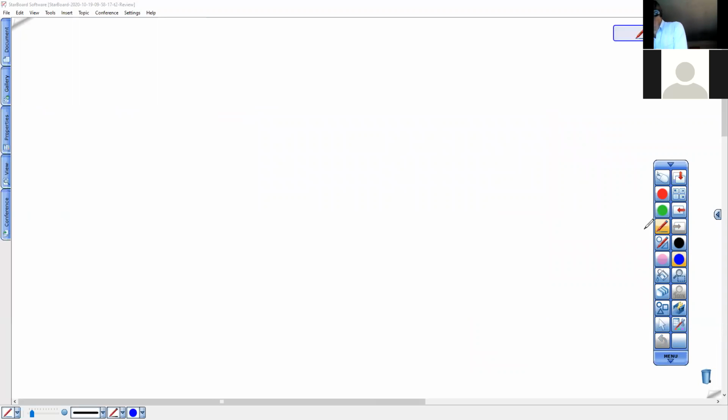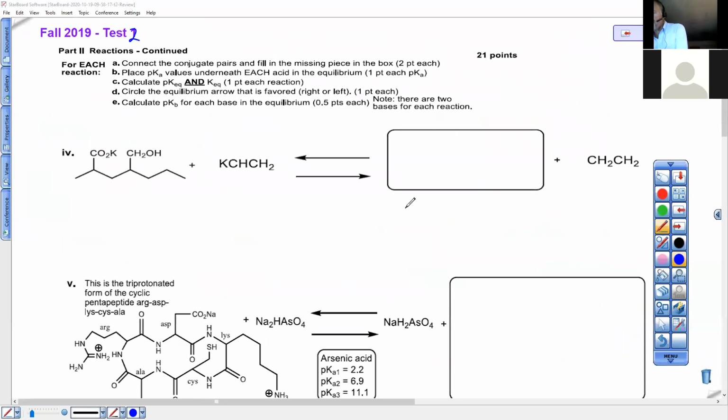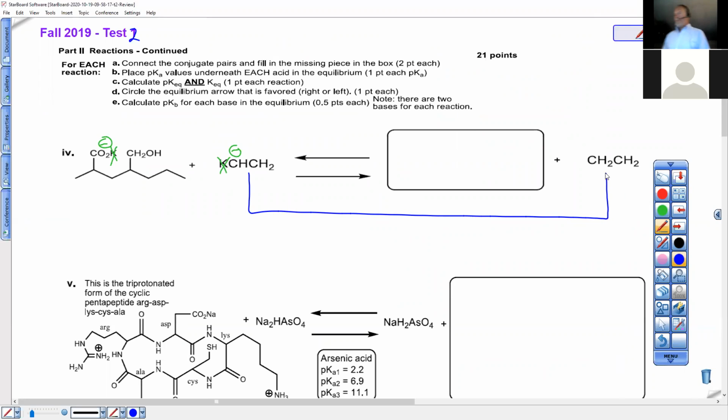Okay, got a blank page. How do we even start one of these problems? Well, we start by crossing off our spectators. And there's a spectator. And then we connect our partners. The partner pair that is already there is here. Which one of those has one more proton? The one on the right. The one with one more proton is the acid.